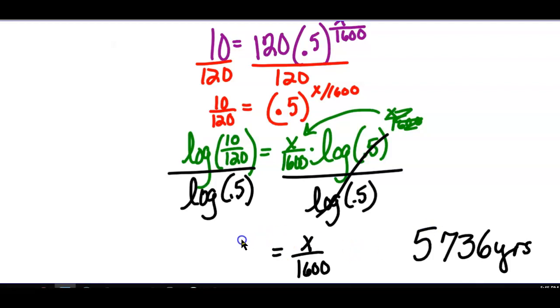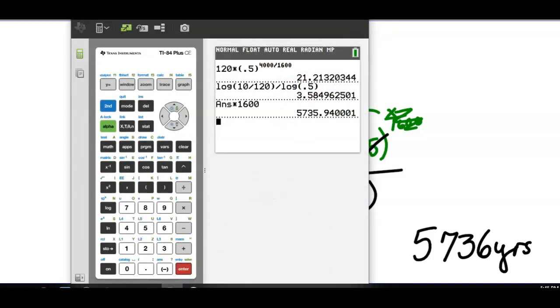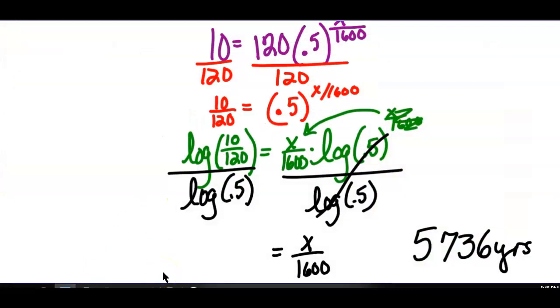Did I do this? Where did I write that number down? Anywhere? 3.585, kind of. Whoa, I don't know what just happened. And then we multiply by 1600. Okay.